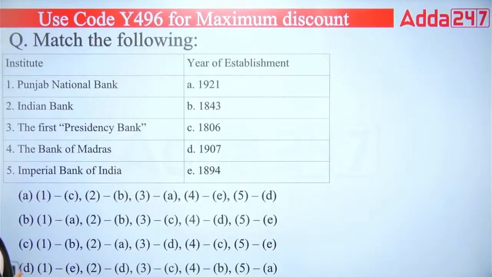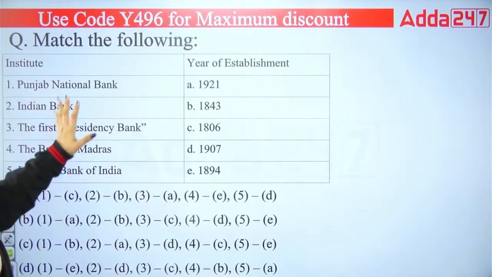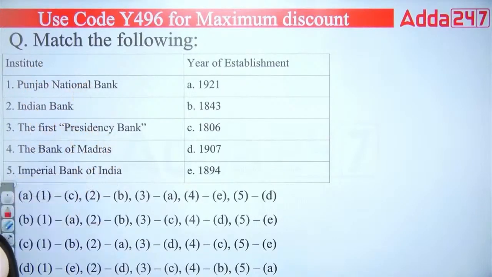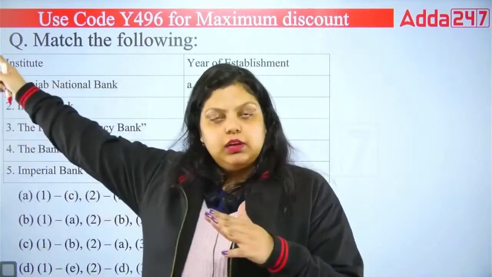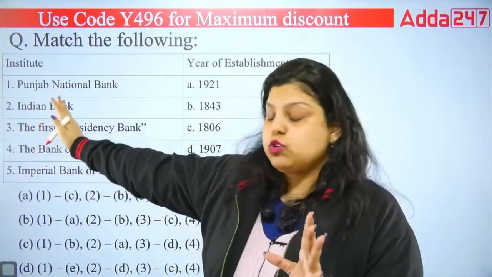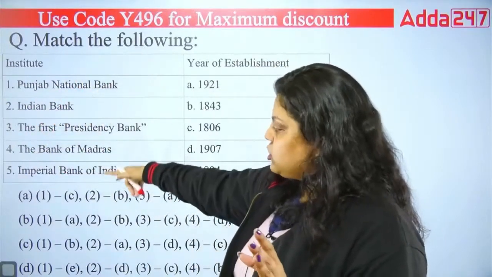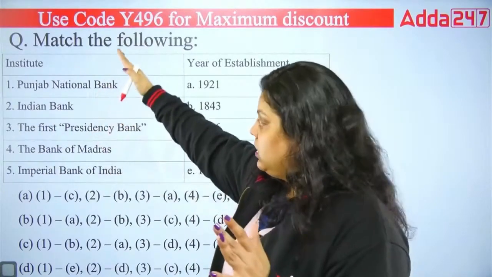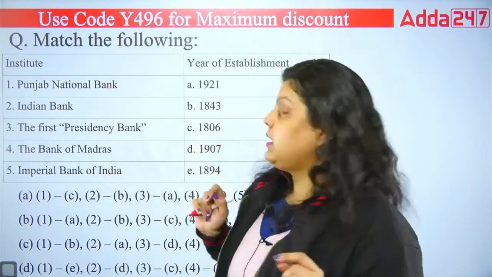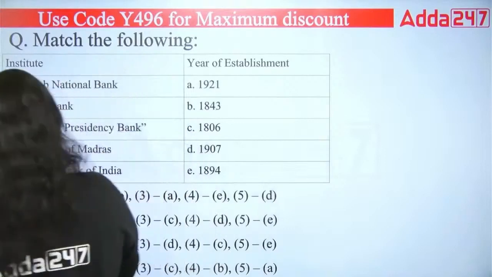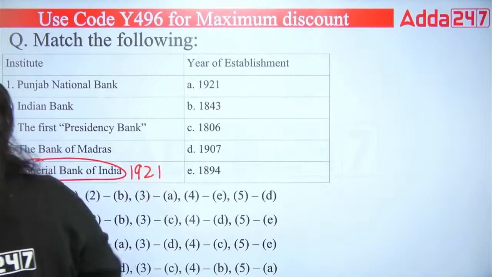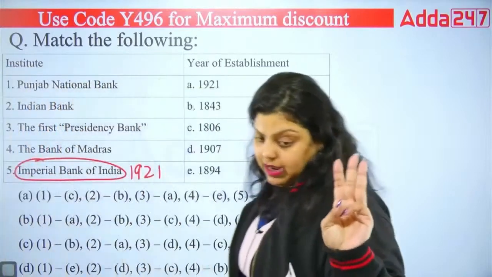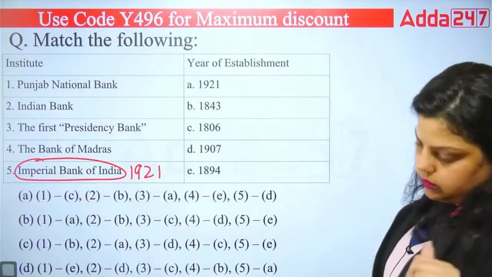Next question. Match the following. So you can see on one side you have the names of banks and on the other side the year of establishment. Whenever you get a match the following question, start from the option which you are 100% sure about. Like I am 100% sure about Imperial Bank of India, because Imperial Bank of India was created after amalgamating the 3 presidency banks in 1925. So I am very confirm about this.